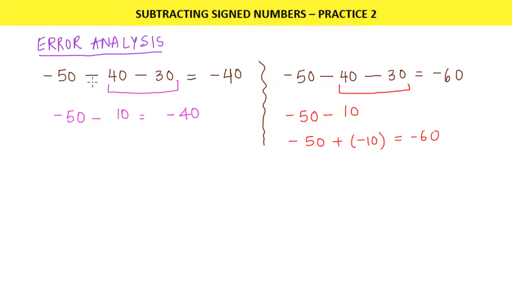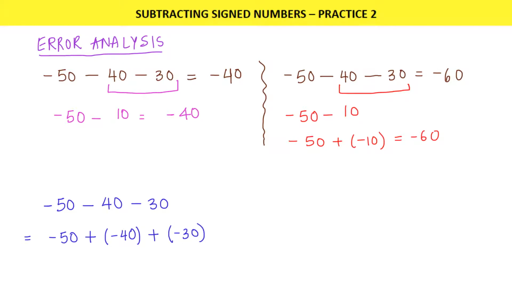When we have multiple subtraction signs, my suggestion to you would be to make everything into add the opposite. So let me show you what I mean. You have negative 50 minus 40 minus 30, and we're going to rewrite this entire expression by adding the opposite. So we start off with negative 50. Now since 40 is being subtracted, we're going to add the opposite of 40, which is negative 40. And now since 30 is being subtracted, we add the opposite of 30, which is negative 30.